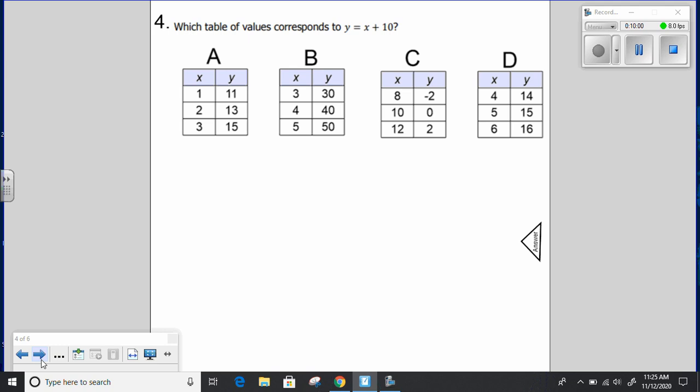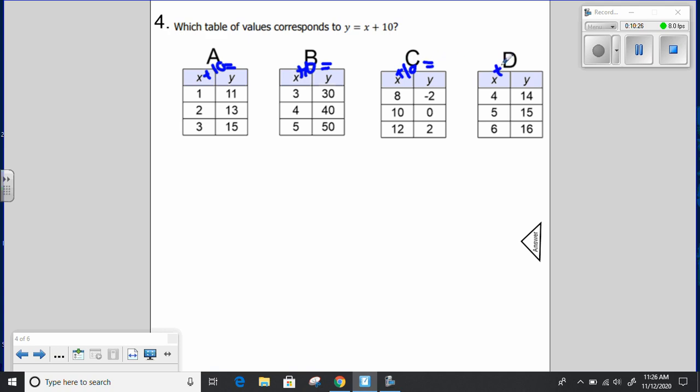Question 4 says, which table of values corresponds to y equals x plus 10? So what it's asking us is if I take an x value in the table and I add 10 to it, will it equal y? So we're looking for the table that follows this rule every time. X plus 10 should equal y.